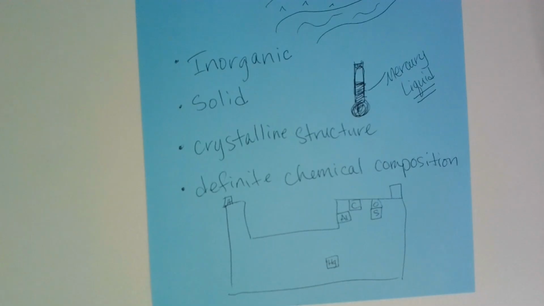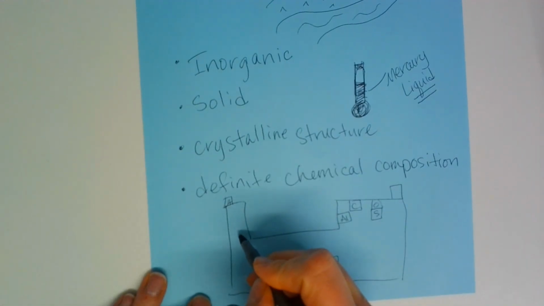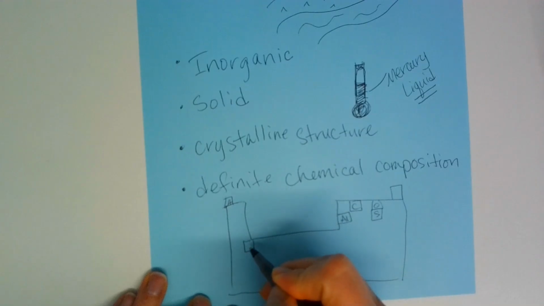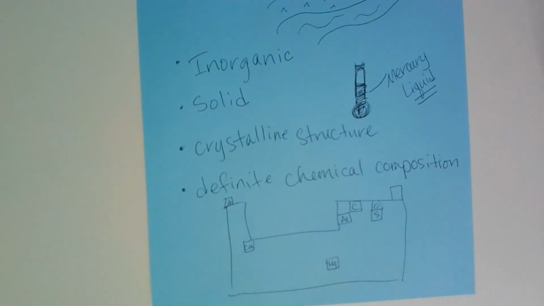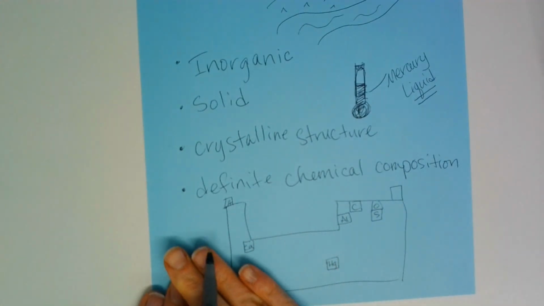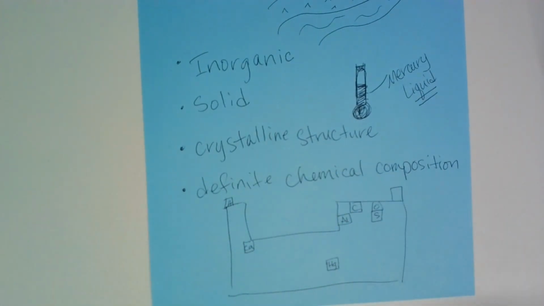We talked about calcite, that funny looking rhombohedron. That calcite is, we've got some calcium, which is over here, about right there, and it's made of carbon and oxygen. So if it is composed of things that can be found on the periodic table, it's an easy way to know if it is a mineral or not.